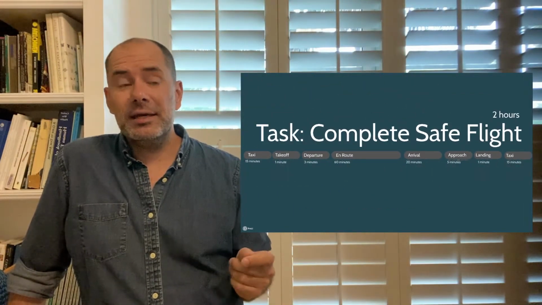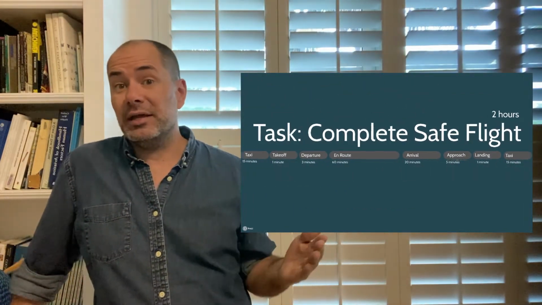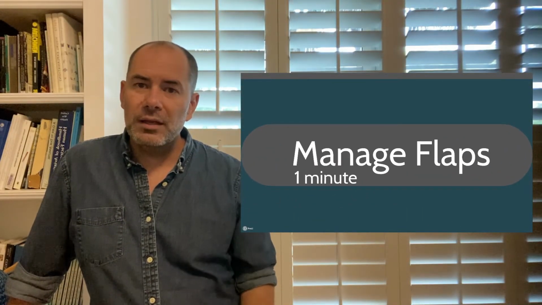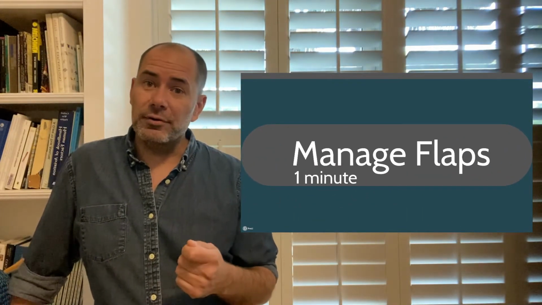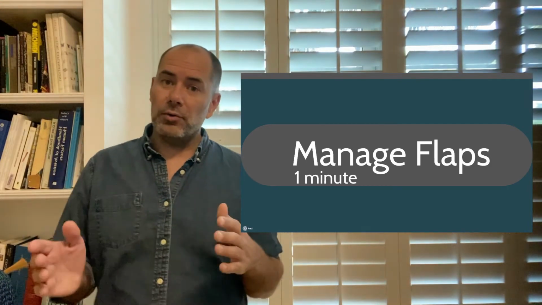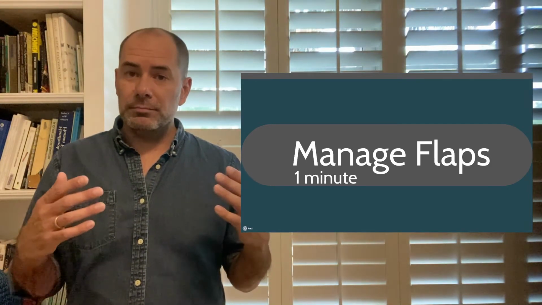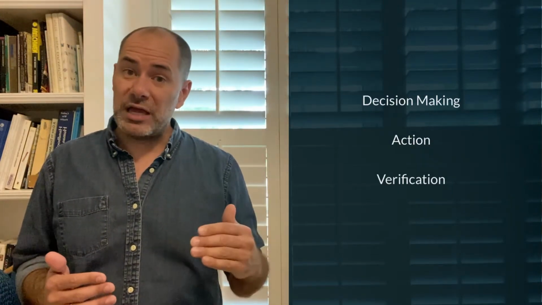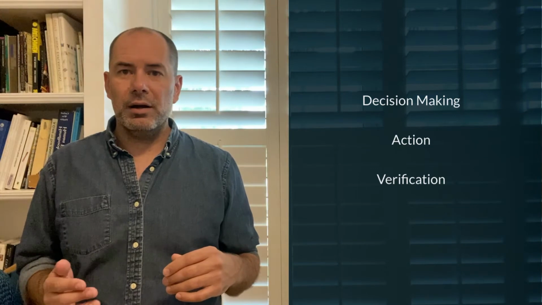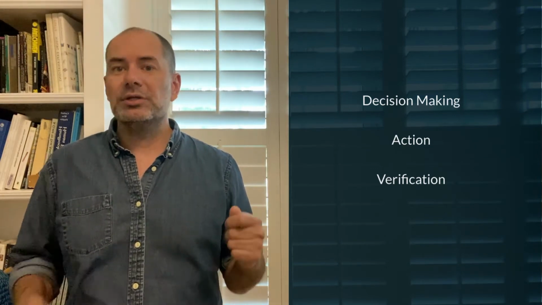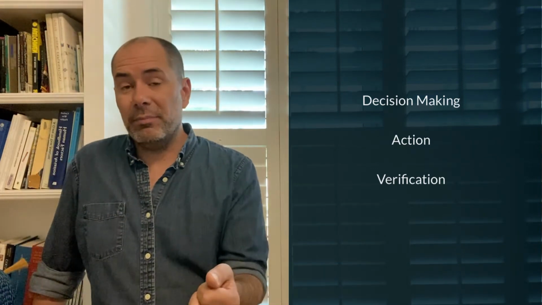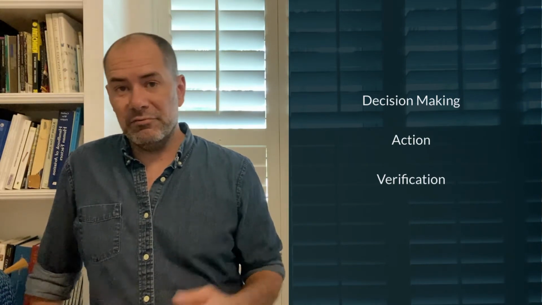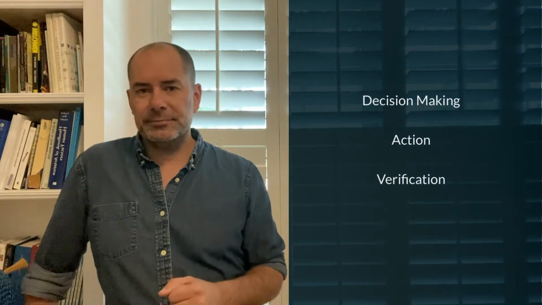But consider, say, setting the flaps. So in the approach and landing phase, I need to manage my flaps. That's an excellent candidate for Cogulator. We can model the pilot going through the decision process to say, okay, now's the time I need to put some more flaps in. We can model the pilot determining how much and reaching for the flap handle and setting the flaps. And then we can model the pilot verifying that the flaps are in the correct position.